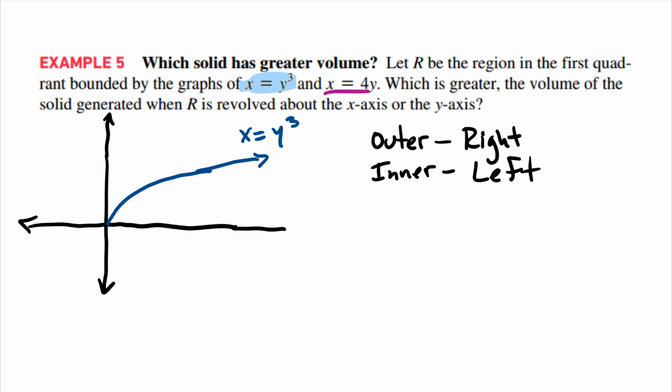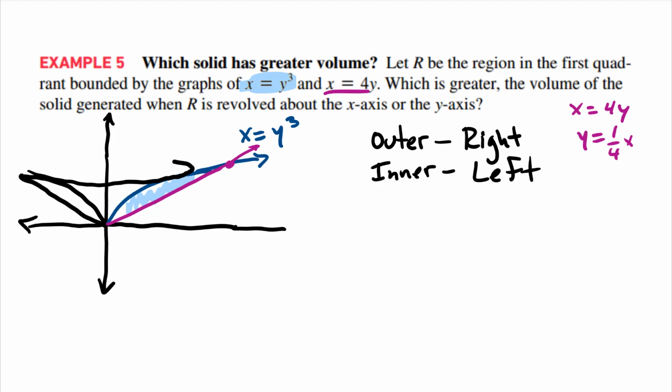And then we're going to do x equal to 4y, which is y equal to 1/4 x. So it's just some line. And then we have some intersection down here. So here is our region that we're going to take. Oops, we don't care about B. That's when we go about the x-axis. What a silly person I am. So this is going to turn out to be, sorry, not to scale. We're going to revolve it this way.